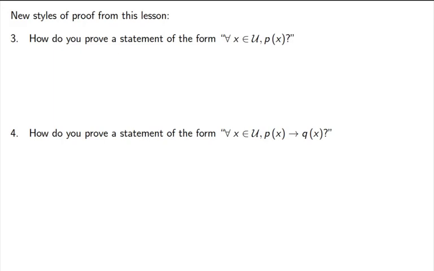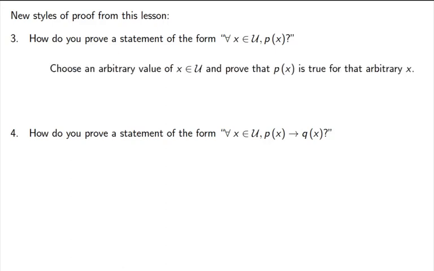Let's review. Remember in the last lesson we talked about two different styles of proof, and so we're continuing our list today. How do you prove a statement of the form, for all x in the universe, p of x? Take a moment and think about it. How do you do it? Choose an arbitrary value of x in the universe and prove that p of x is true for that arbitrary x. Remember, as long as x is arbitrary, the principle of generalization can take us from showing that the statement is true for an arbitrary x and claiming that it's true for all x.